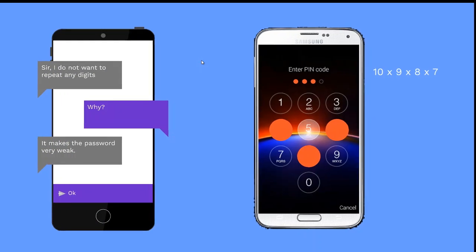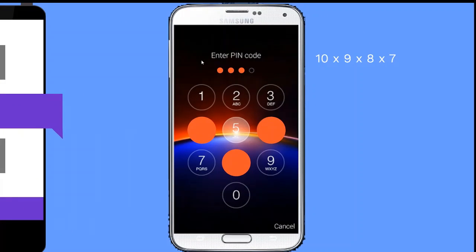So coming back, 10 into 9 into 8 into 7, I can write it as part of 10 factorial, but the rest of the numbers are not there. So I need to cancel them. How to cancel them? I will divide it by 6 factorial, because the rest of the numbers, when I divide by 6 factorial, will go. So 10 factorial divided by 6 factorial, I get this.